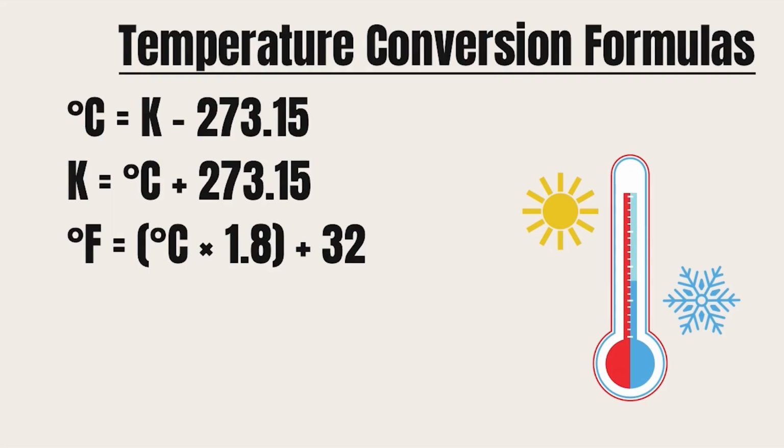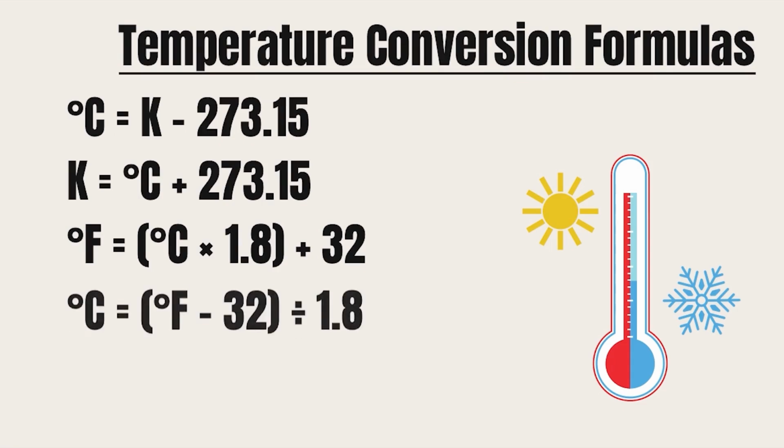To convert from Celsius to Fahrenheit scale, we multiply the Celsius value by 1.8 and add 32 to it. To convert from Fahrenheit scale to Celsius scale, we subtract 32 from the Fahrenheit value and divide by 1.8.